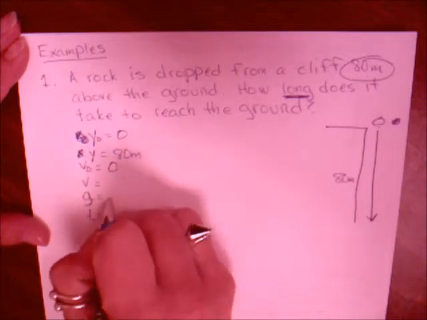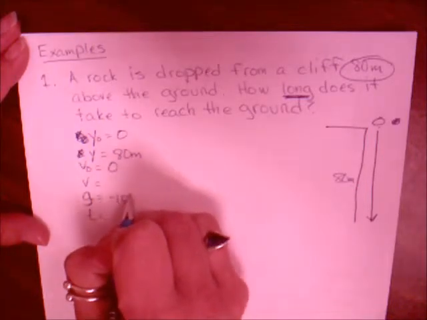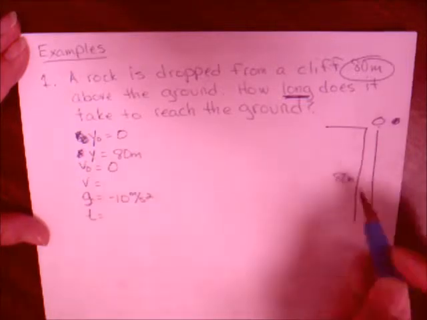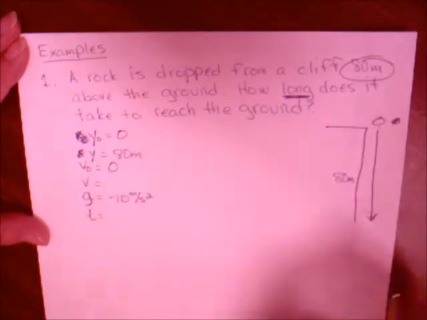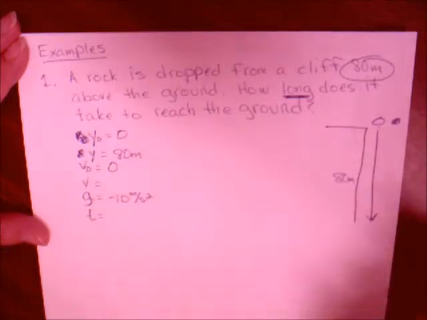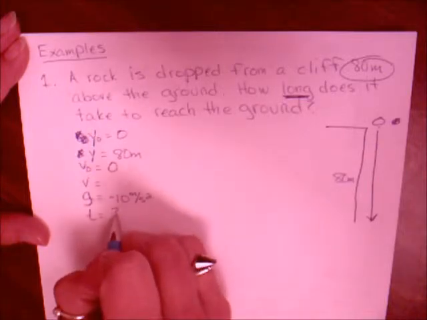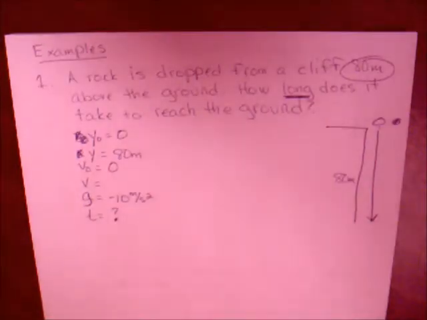Our g is going to be minus 10 meters per second squared because it is falling, so that's going to go in the negative direction. Positive is up, negative is down, and we're looking for time. So there's what we have. We don't have the final velocity.